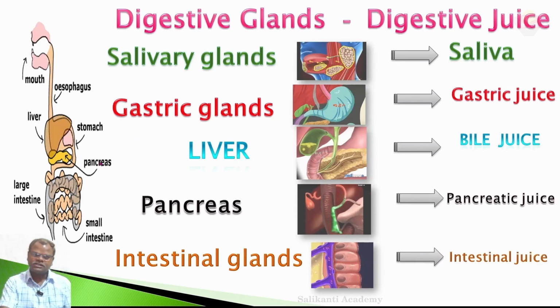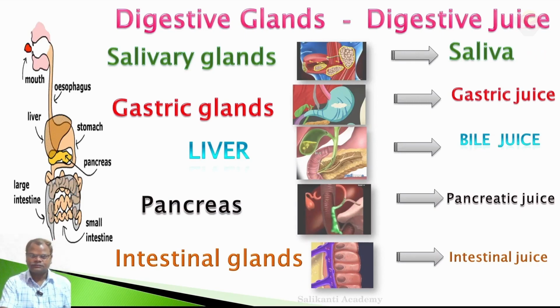How many glands are present in the digestive system? See, there are five types of glands. In the buccal cavity, salivary glands. In the stomach, gastric glands. Near the duodenum, there is a big gland, that is the liver, and another gland near the duodenum is the pancreas, and in the walls of the small intestine there are intestinal glands.